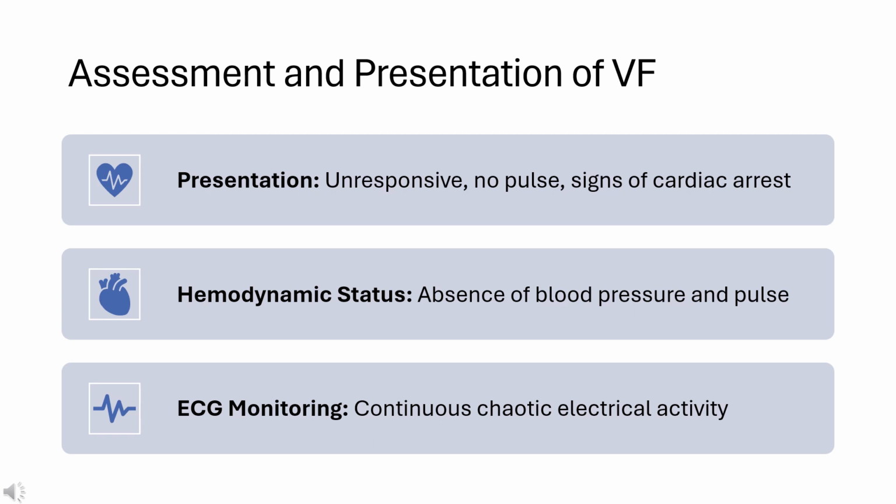Hemodynamic status refers to the blood flow and pressures within the circulatory system. In VFib, the chaotic electrical activity in the ventricles prevents effective blood ejection from the heart. This results in the absence of measurable blood pressure. Non-invasive blood pressure monitors will fail to detect a reading, and invasive arterial lines, if present, will show a flat line or extremely low pressure.